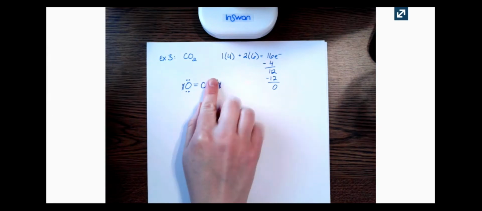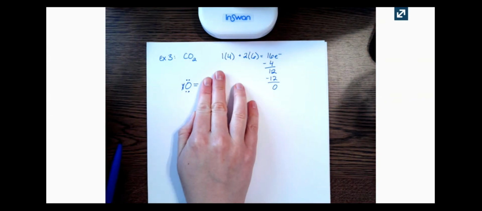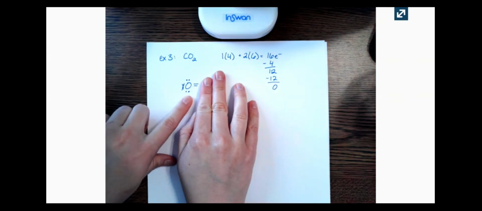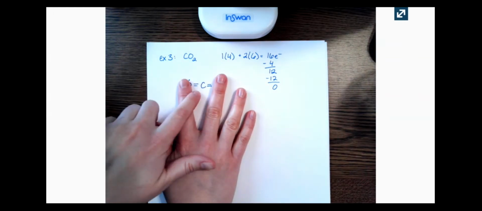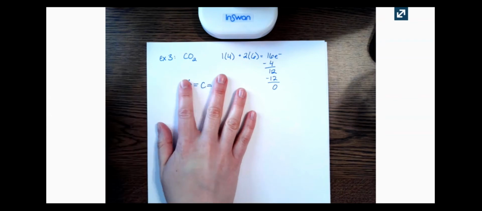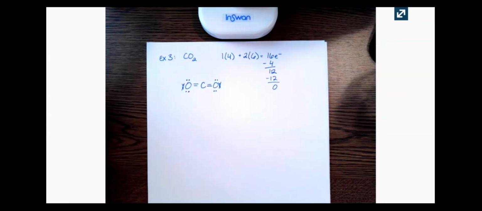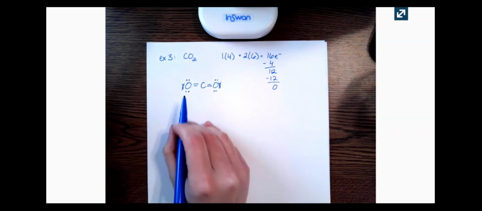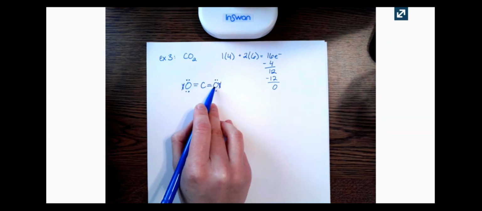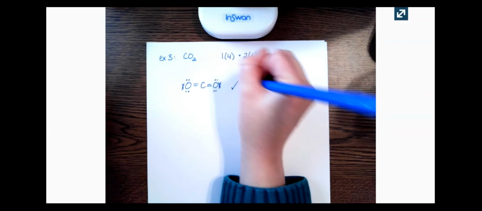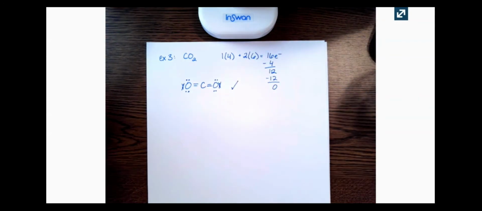So if we check, our oxygens are satisfied because they have 2, 4, 6, 8, and carbon is also satisfied because that's 2, 4, 6, 8. And if we check our total number of electrons, it should add up to 16. So we have 2, 4, 6, 8, 10, 12, 14, 16. So that is my Lewis dot diagram for carbon dioxide.